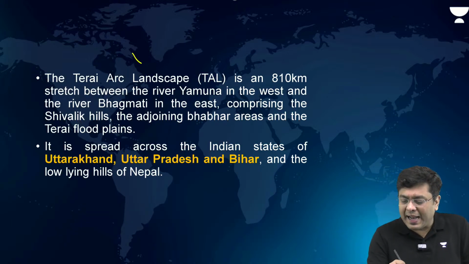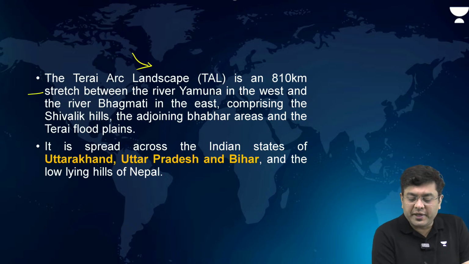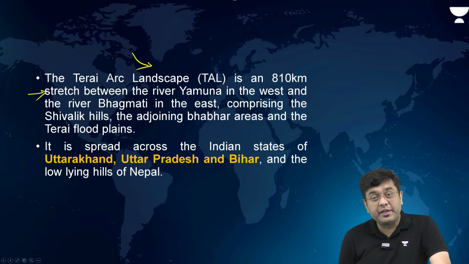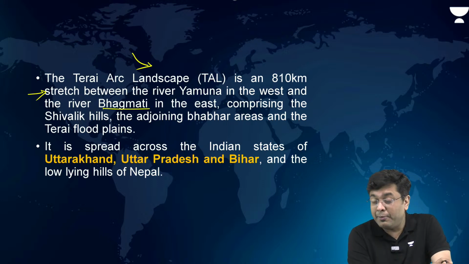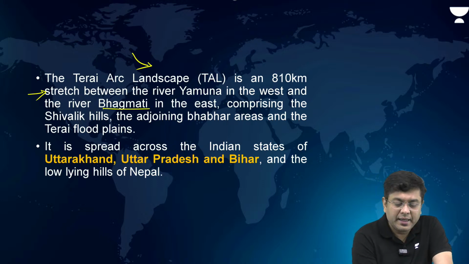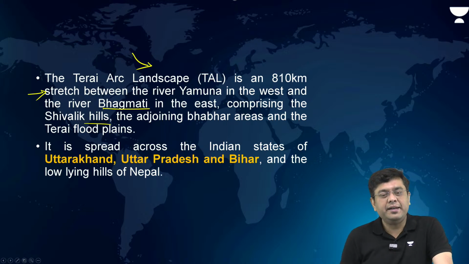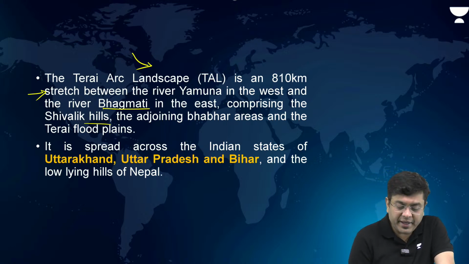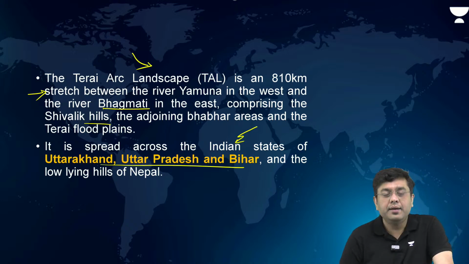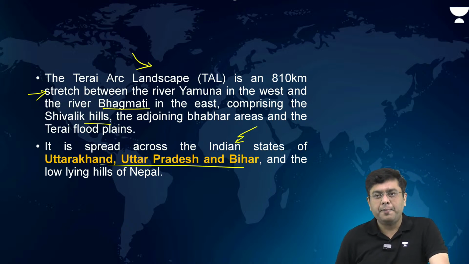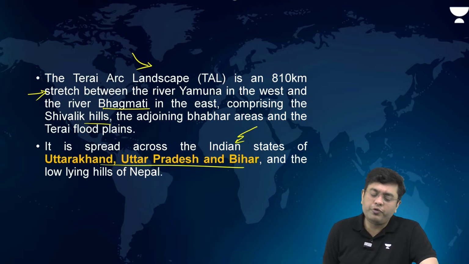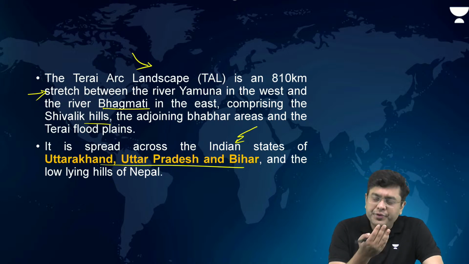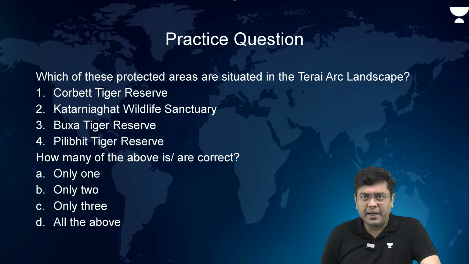So the Terai Arc Landscape is an 810-kilometer stretch between river Yamuna in the west and river Bagmati in the east, comprising the Shivalik Hills and the adjoining region of the Terai floodplains. It is spread across the Indian states of Uttarakhand, Uttar Pradesh and Bihar. That is important for your prelims, where it is spread over, right? And it moves into the low-lying hills of Nepal.